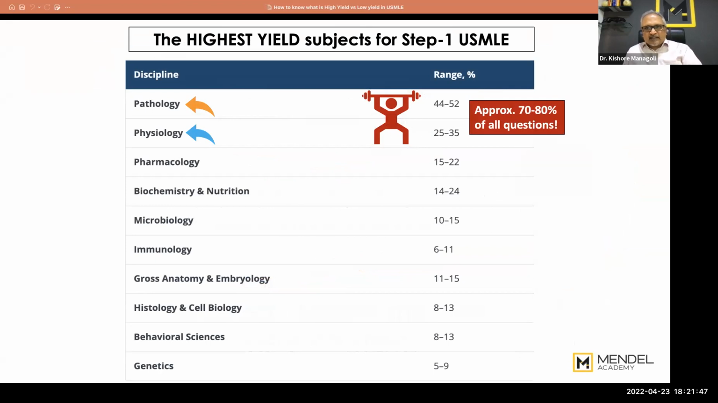So the first step in understanding what is high yield and what is not high yield is right there on your USMLE.org website, where if you look up, you can see the distribution of marks.